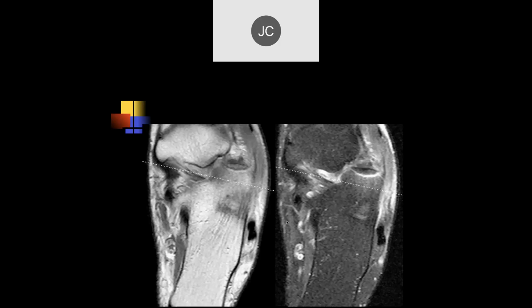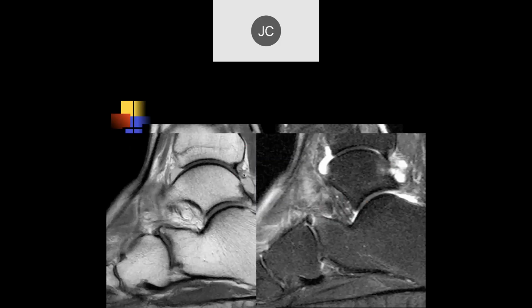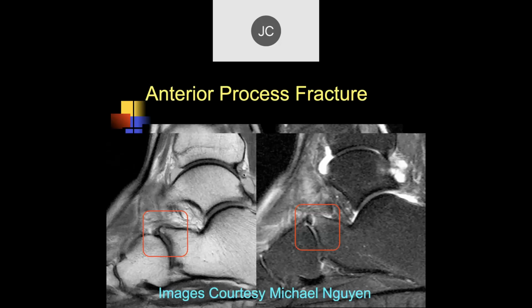Looking at the anterior calcaneus, I think maybe it's at its articulation with the cuboid. Looks like there's maybe edema. Looks like a fracture. And then if we go to the sagittal images, the anatomy is a little bit more clear. Yes, the anterior process is fractured. It's an anterior process fracture, which is a fairly common fracture.